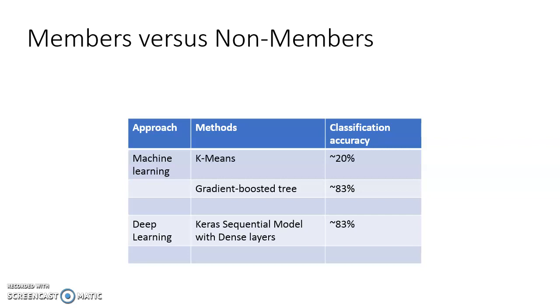What we have found is that we can detect members versus non-members based on their pattern of usage. When we used the machine learning approach, initially we used the k-means algorithm, and we had very poor accuracy results. Then we studied the gradient boosted tree, and we obtained a classification rate of 83%. When we turned to deep learning, surprisingly, the accuracy stayed the same. Probably we could still improve the models to get better accuracy if that was possible.